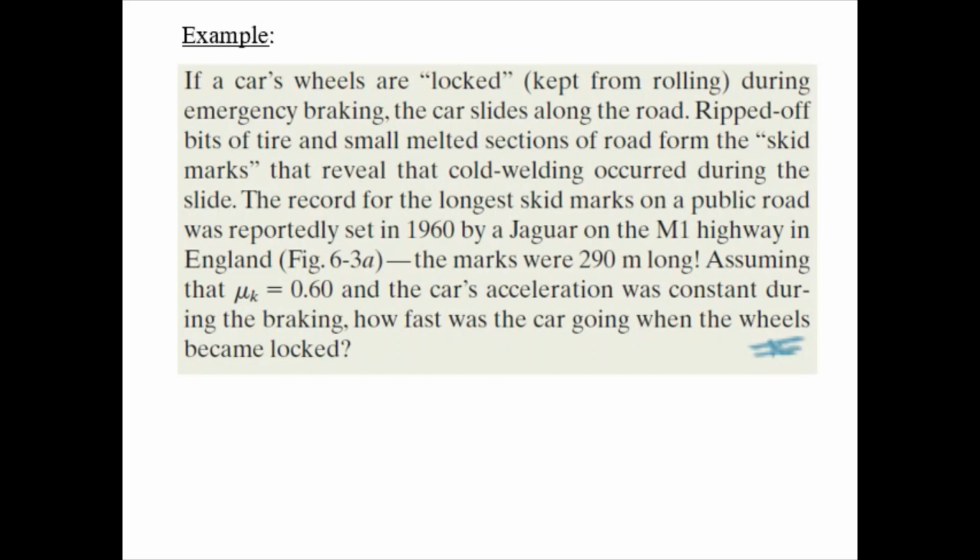It says, assuming that mu sub k is 0.6 and that the car's acceleration was constant during the braking, how fast was the car going when the wheels became locked? Our assumption here is that the braking is on a level road. They slam on the brakes and are skidding, so we've got kinetic friction, a nice steady friction force acting against the car, slowing the car down.